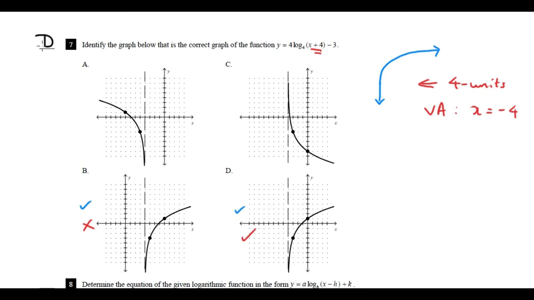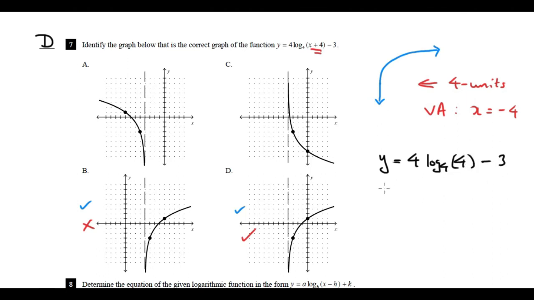And if, again, you feel that that is a little wishy-washy, you could plot some points, I suppose, just to verify that you did pick the correct option. So if we put x equals 0 in here, we'll get a y value. Looking at letter D, it better be a y value of 1, so this will confirm if we're correct. So if I go log base 4 of 0 plus 4, of course that's log base 4 of 4.